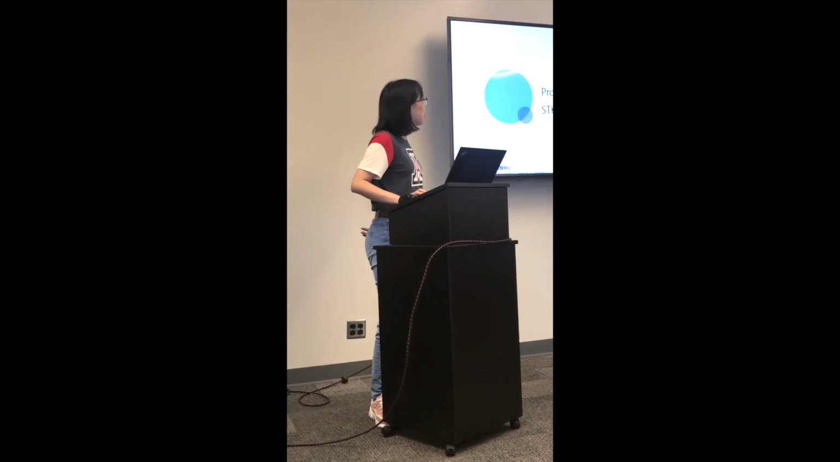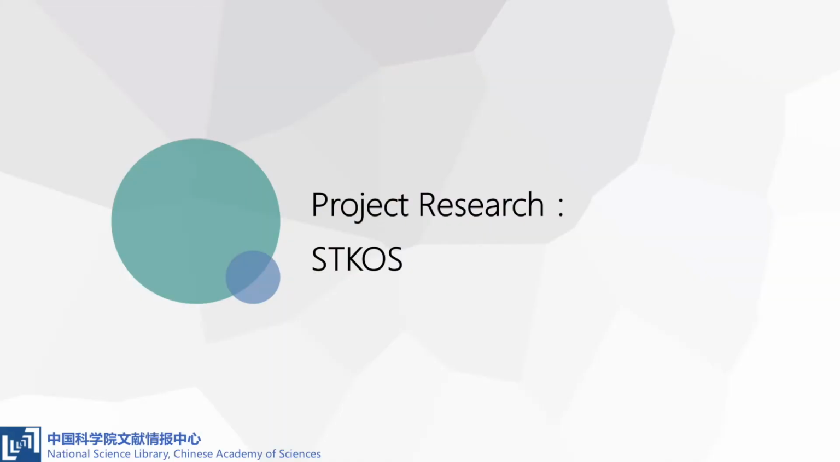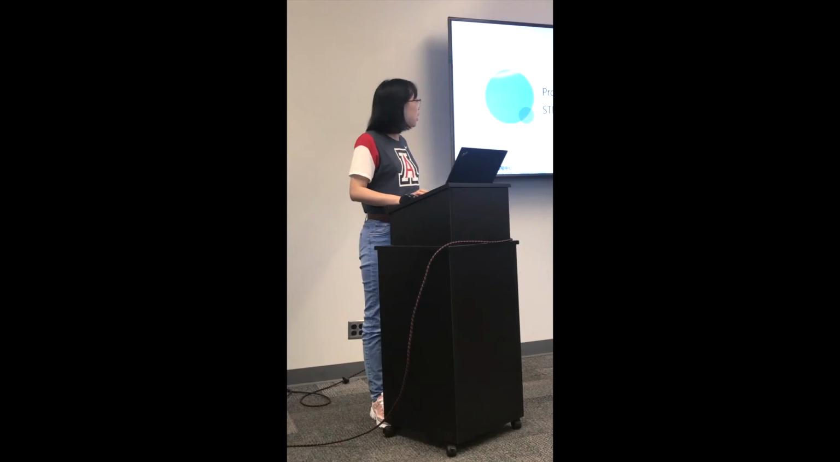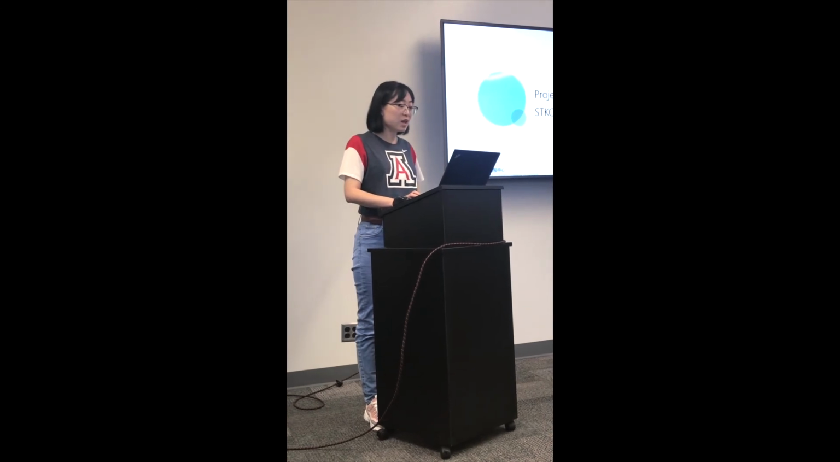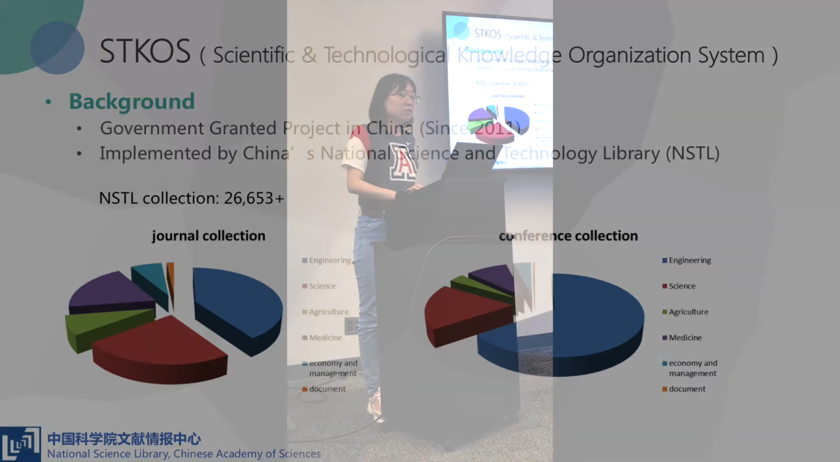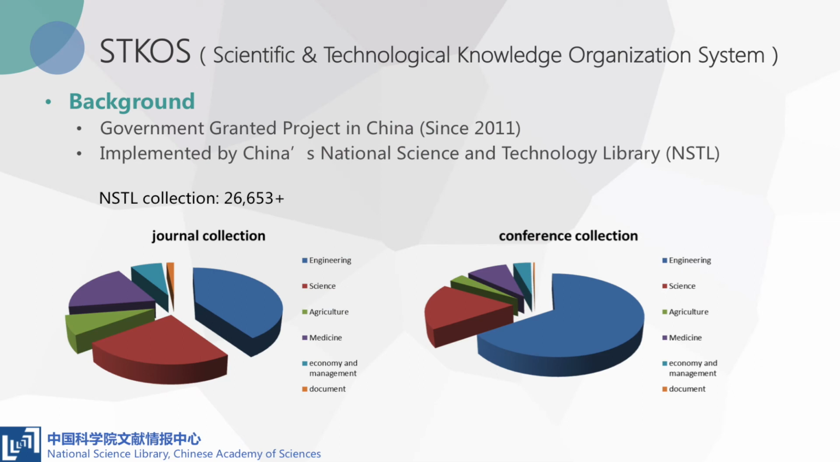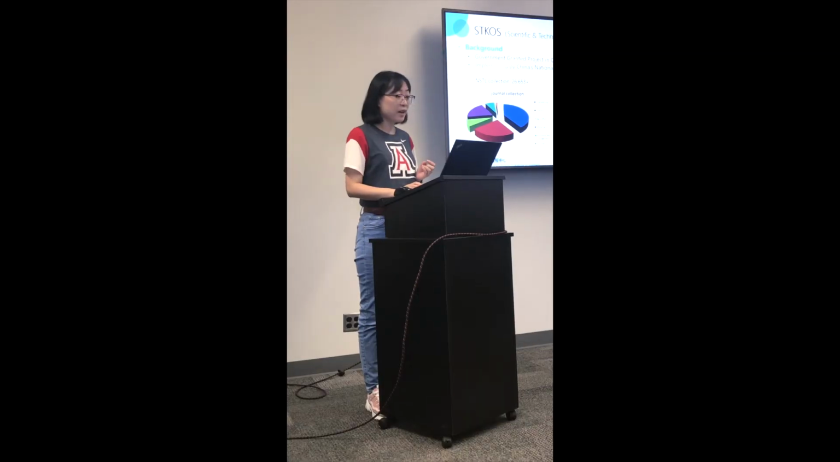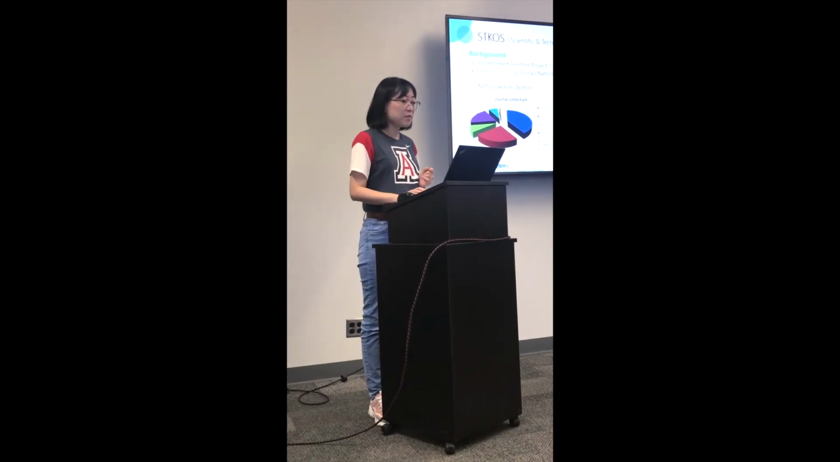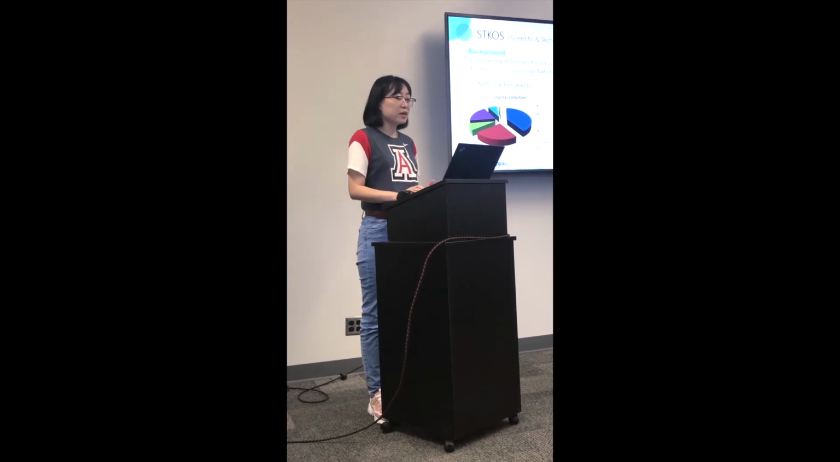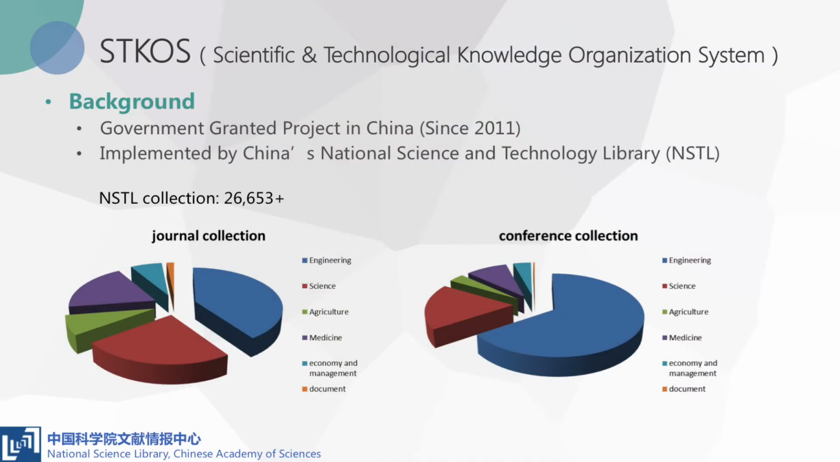That is a project of the wetland knowledge base, and I just want to show you another project. The name is STKOS. The full name is Scientific and Technological Knowledge Organization System. This project is a government-granted project, and we started it in 2011. It was implemented by China's National Science and Technology Library. Our library is one of the members of the NSTL.